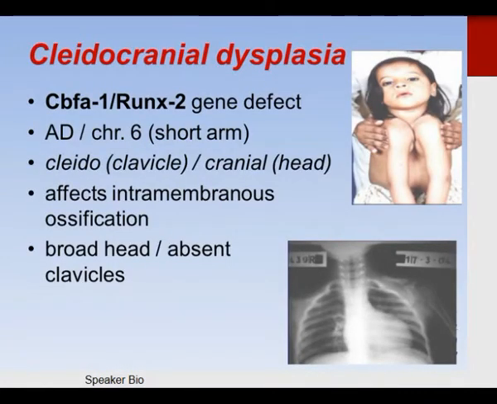Cleidocranial dysplasia is a syndrome which occurs when you have a defect of CBFA1 or RUNX2. It's an autosomal dominant condition which manifests as absent clavicles and cranial malformations. It affects intramembranous ossification. That's why the clavicle and the bones of the skull are affected. Again, you have a broad head and absent clavicles.